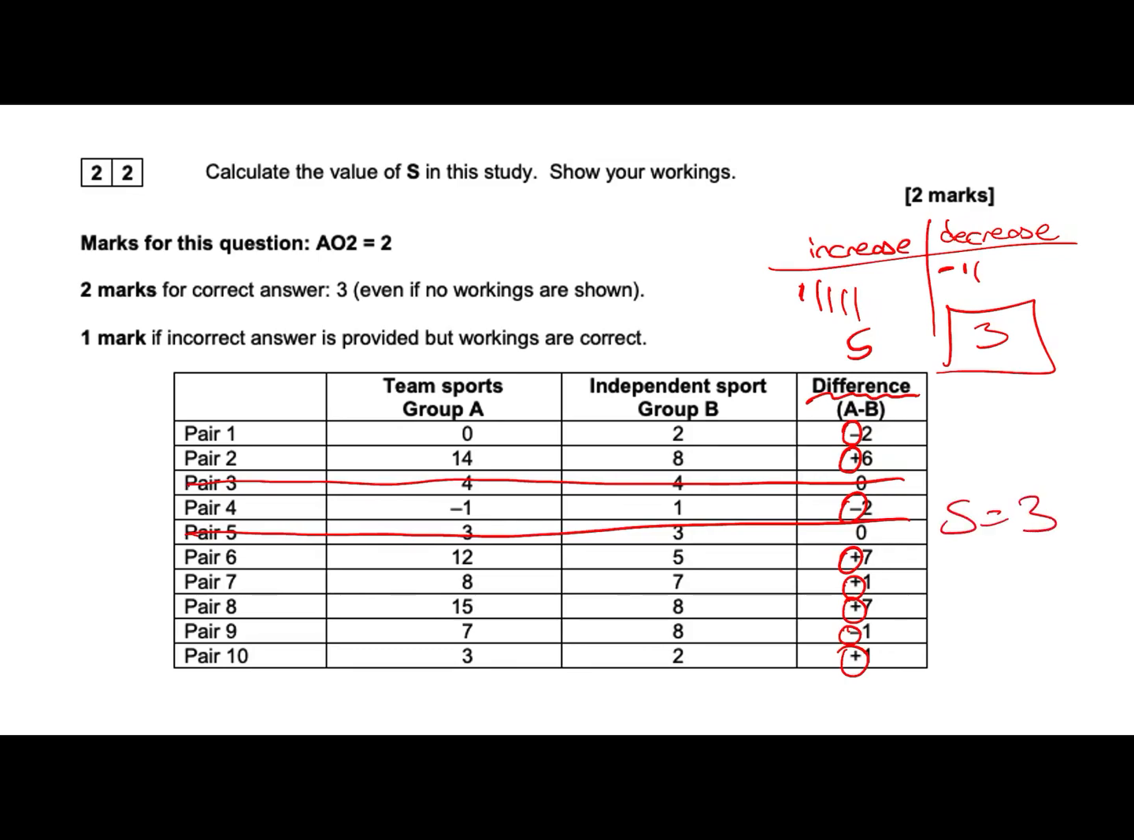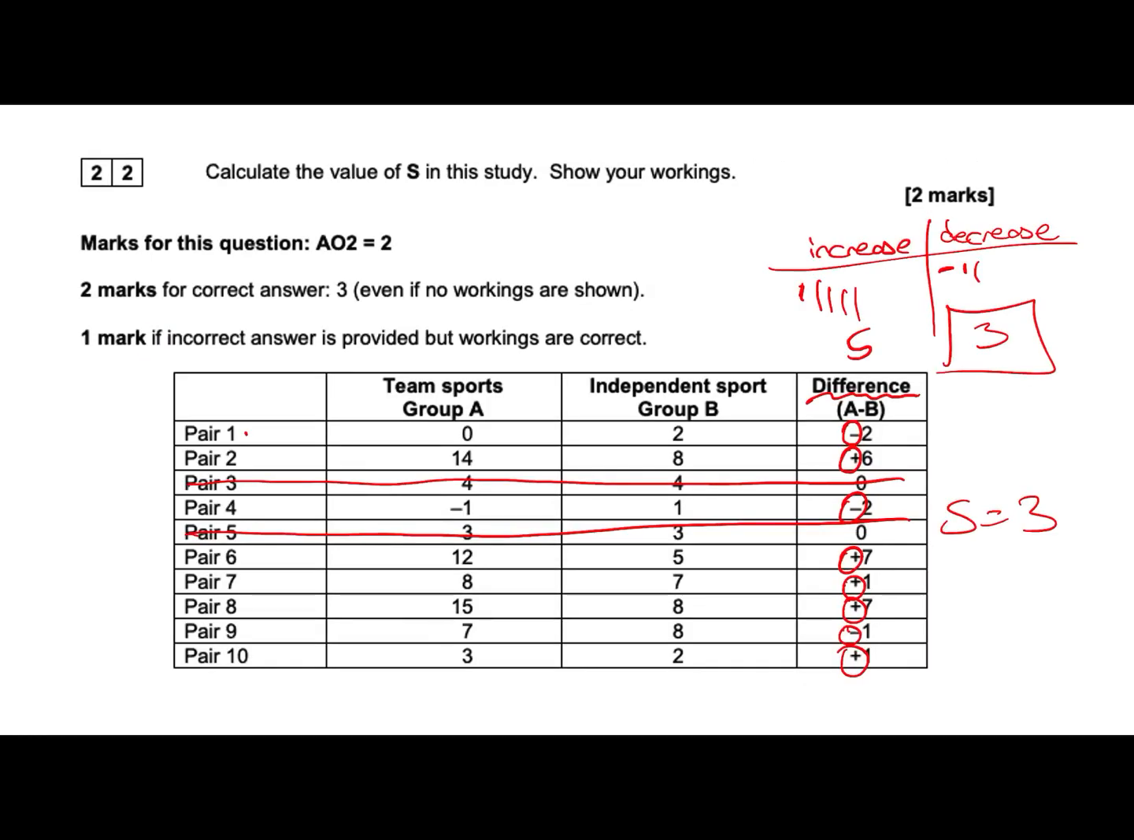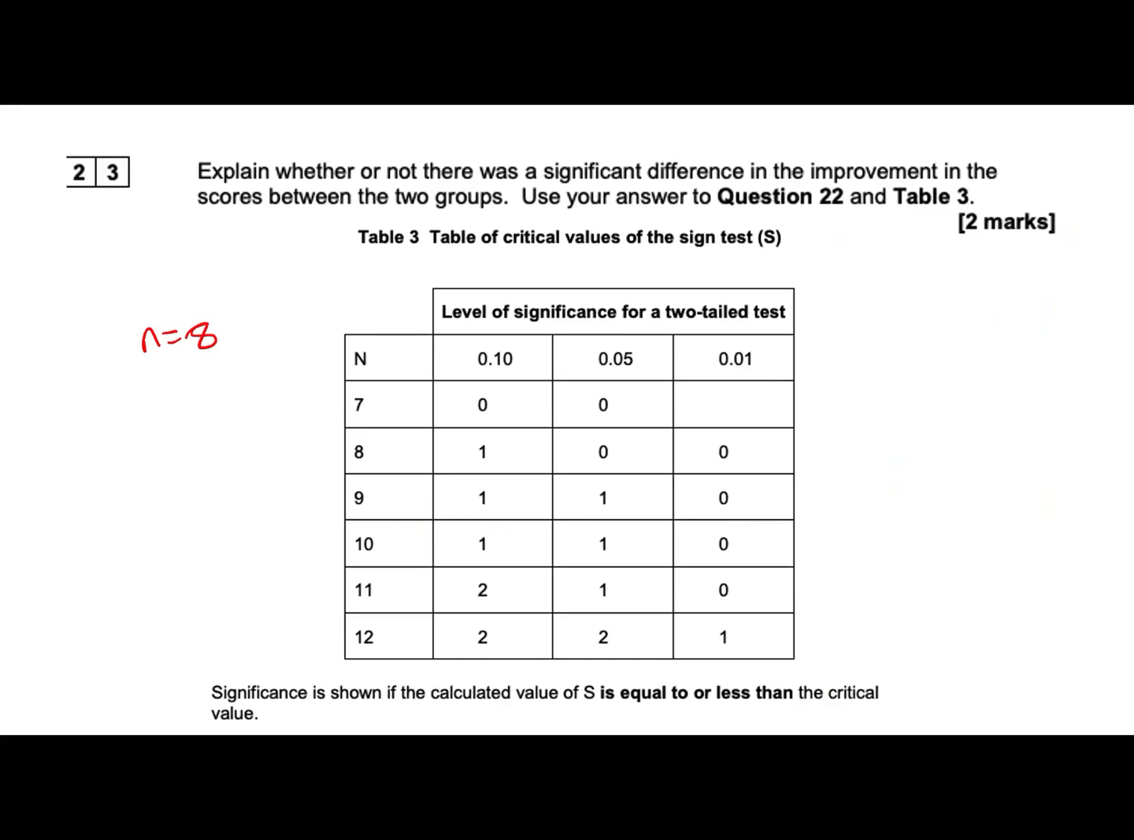Okay. So then explain whether or not there was a significant difference in the improvement in the scores between the two groups. Here it's absolutely essential that you're able to read the values from a critical values table. I was very surprised that some of you were unable to do this. So let's just take a look at how we go about doing that. So the first thing that we need to do is calculate our number of participants. If we just go back, we've got 1, 2, 3, 4, 5, 6, 7, 8. We had 10, but we're striking 2 pairs out of here because they recorded no change in their results. So n equals 8. That is crucial.